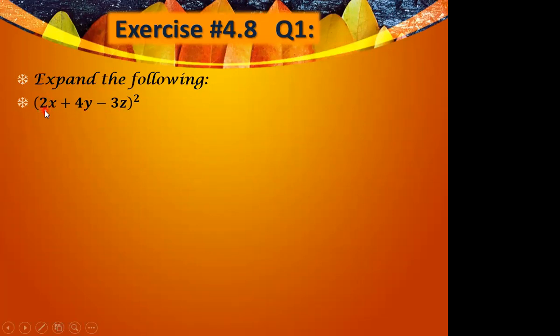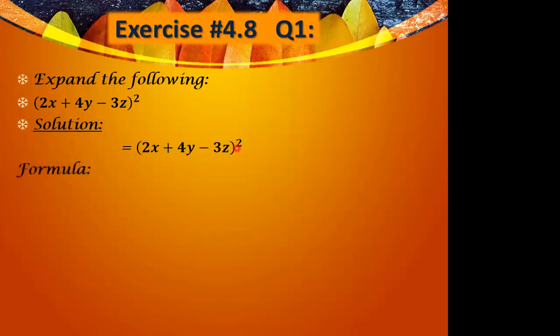Okay, what is your question here? 2x plus 4y minus 3z, and it has the whole square. And you have to expand it. So very simple and easy. You have to expand it with the help of formula. So we will start from the heading of solution here, and then we will write down the question again, which is equal to 2x plus 4y minus 3z whole square, right?